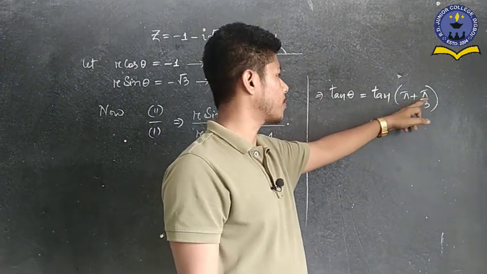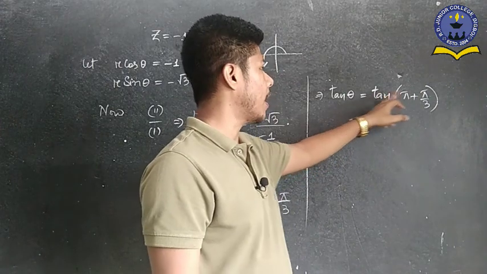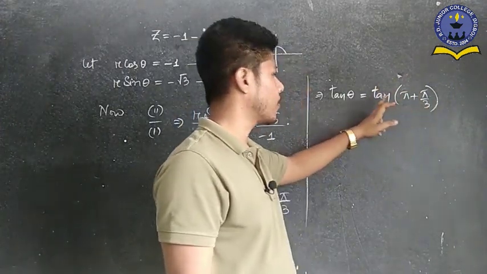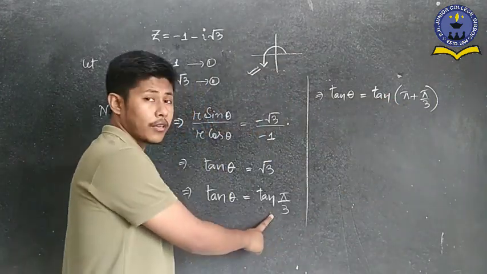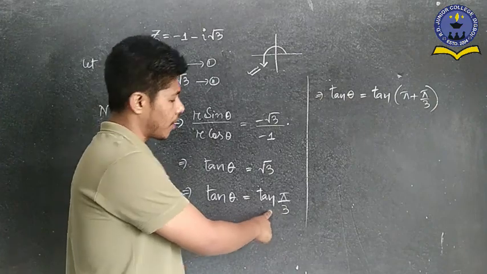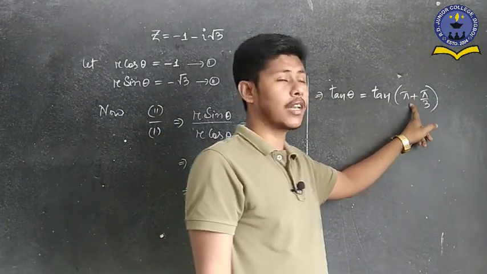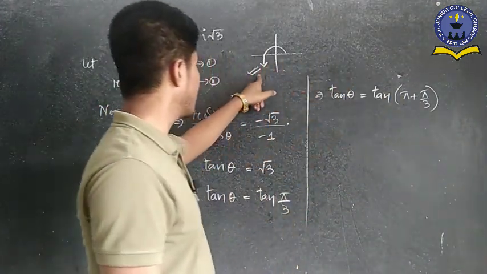Because for pi plus pi by 3, in the third quadrant tan is positive, 2 times 90 so tan remains the same, and the angle is pi by 3. So if you break this result, we get tan pi by 3. So in place of tan pi by 3 we can also write it in this way. Why do we write this? Because we need the angle in the third quadrant.